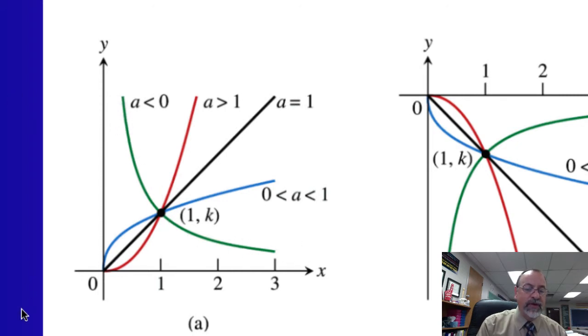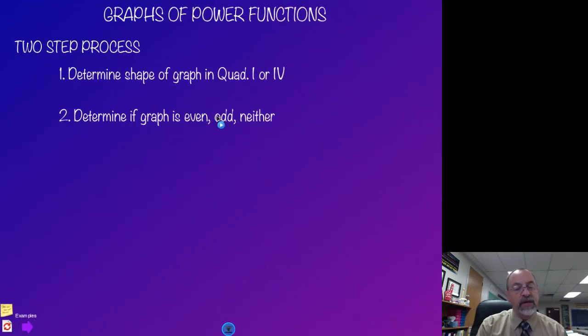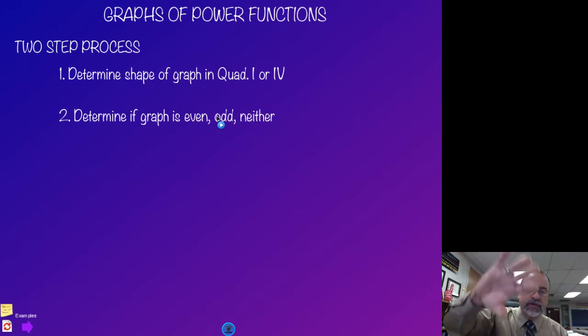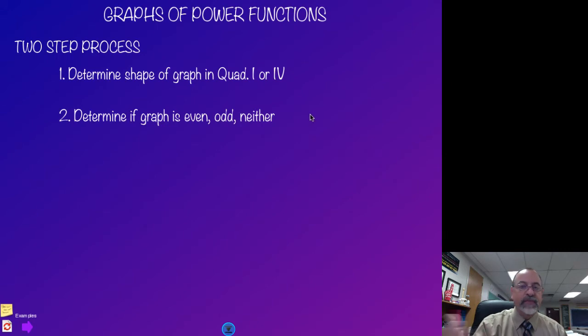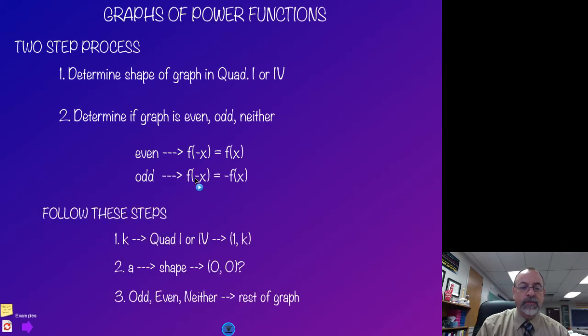Once you know that, then all we have to do is determine if the graph is odd, even, or neither. If it's even, remember, we'll just reflect that picture over the y-axis. If it's odd, we'll turn that picture around the origin. And if it's neither, then we'll just leave it as is, and that will be our graph. And again, to determine if it's odd or even, we substitute in a negative x and simplify it. If we put in negative x and get the same function, it's even. If we substitute in negative x and get the opposite function, it's odd. So that's how we will determine that.